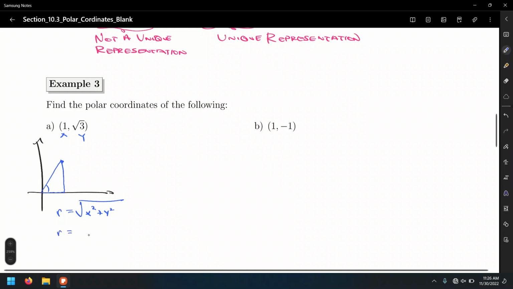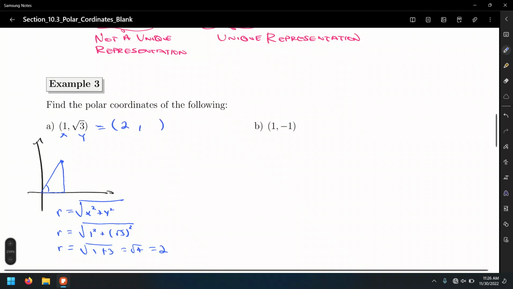Well, so r equals the square root of 1 squared plus the square root of 3 quantity squared. R equals the square root of 1 plus, cancel the root with the square, that's 3. That's the square root of 4, which is equal to 2. So we already have the radius, which is 2. We need to find the angle.